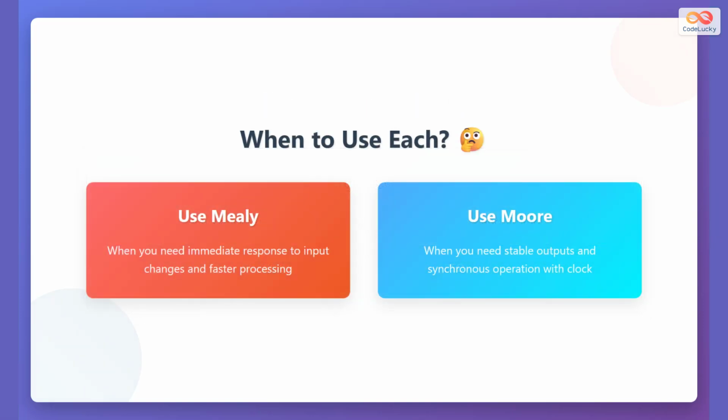Finally, let's address the question of when to use each type of state machine. Choose a Mealy machine when you need an immediate response to input changes and require faster processing. This type of machine is ideal for applications where timely reactions are critical. On the other hand, opt for a Moore machine when you need stable outputs and synchronous operation aligned with the clock signal. Moore machines are well suited for systems where predictability and synchronization are paramount.